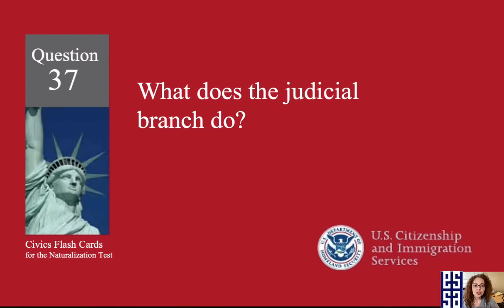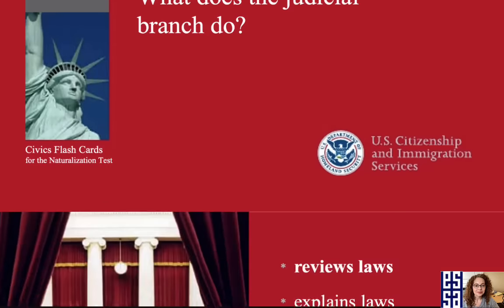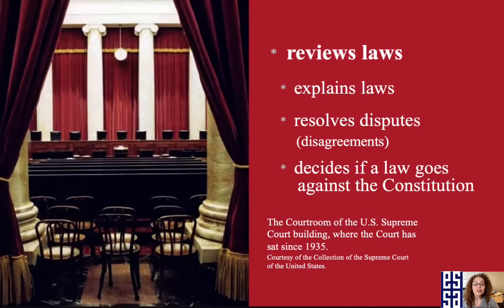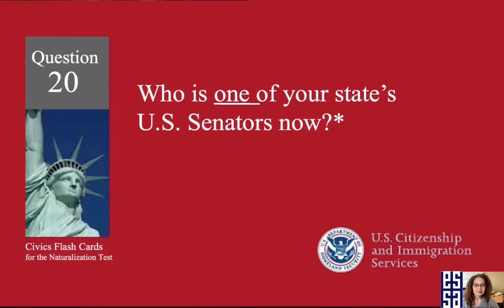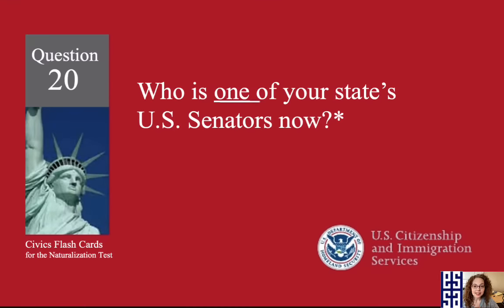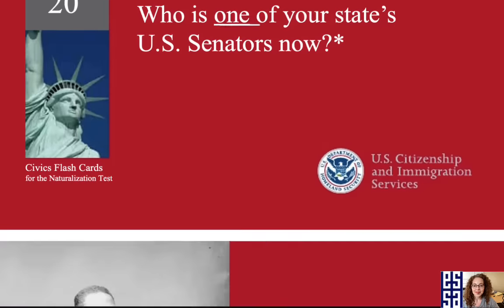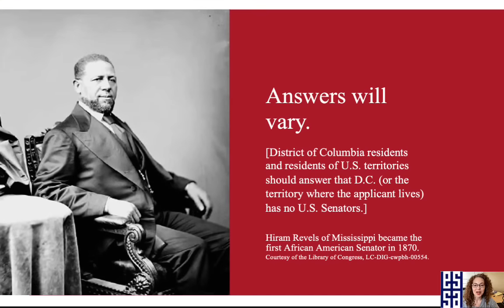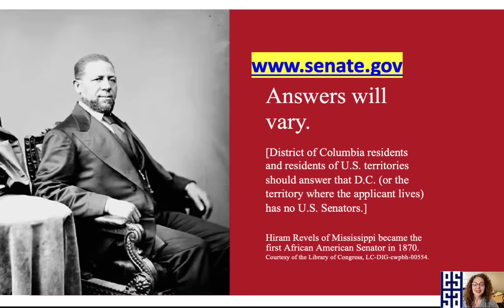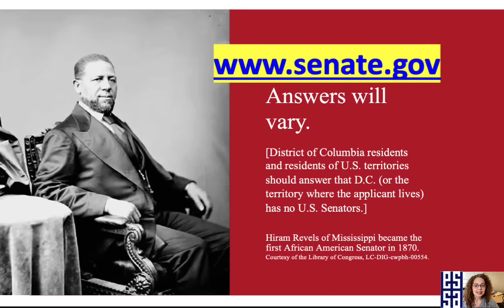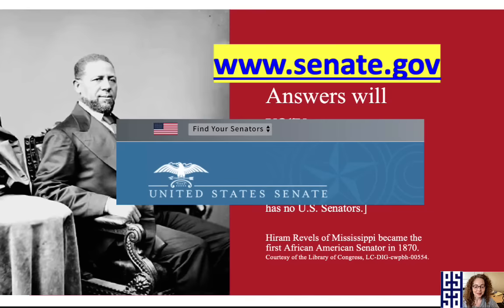What does the judicial branch do? Reviews laws. Who is one of your state's U.S. senators now? Okay, of course here answers will vary depending where you live. Every state has two senators. So to find your senators, go to senate.gov and choose your state to show your senators. Okay, have trouble? Ask below.